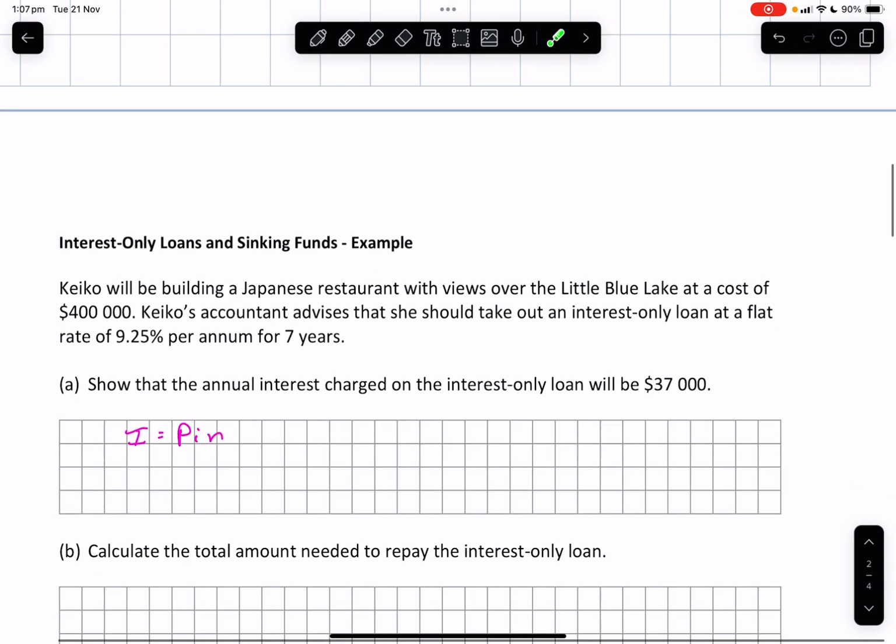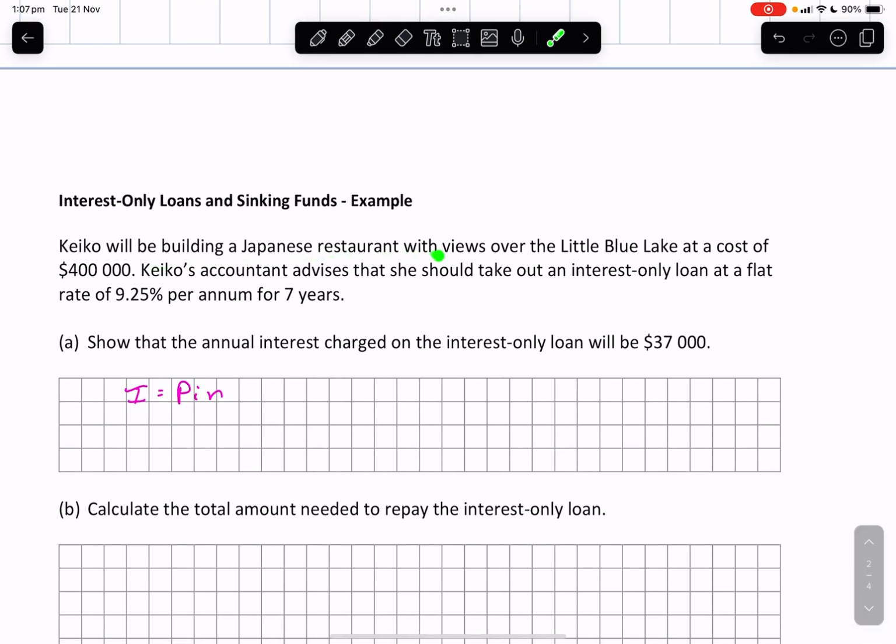So we've got Kiko, who will be building a Japanese restaurant with views over the Little Blue Lake down in Mount Gambier at a cost of $400,000. Kiko's accountant advises that she should take out an interest-only loan at a flat rate of 9.25% per annum for 7 years. Show that the annual interest charged on the interest-only loan will be $37,000.